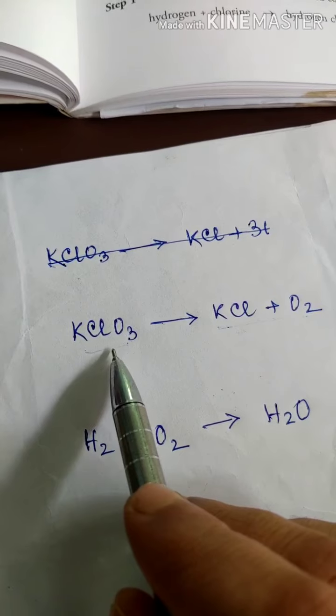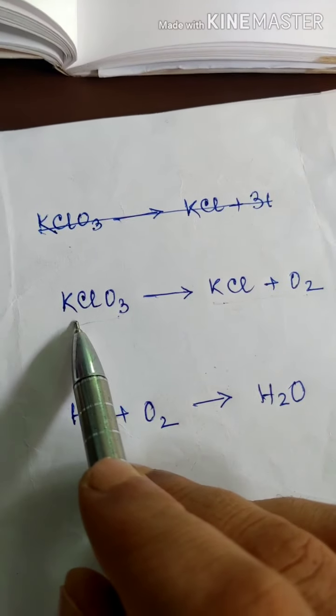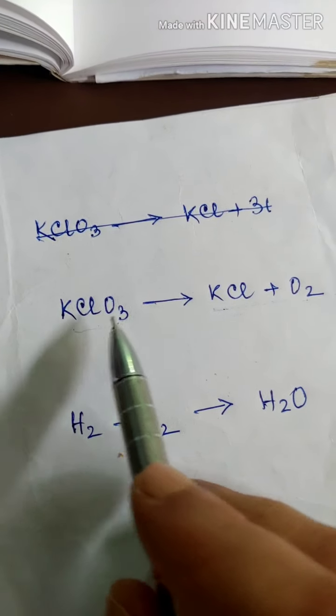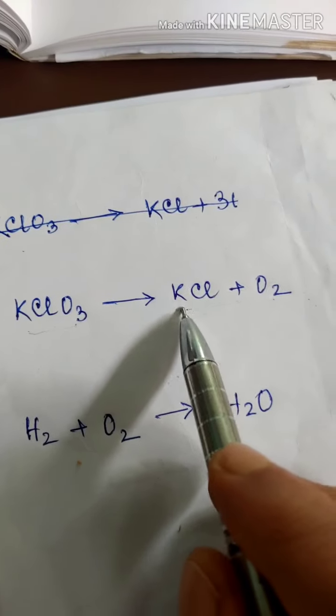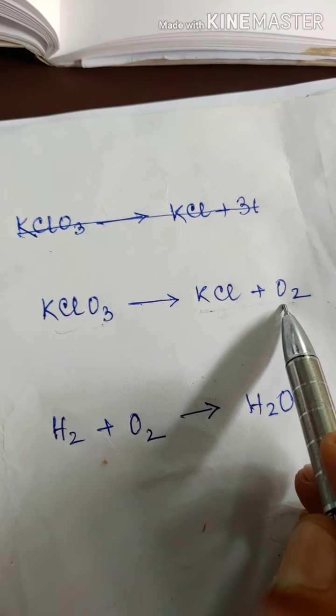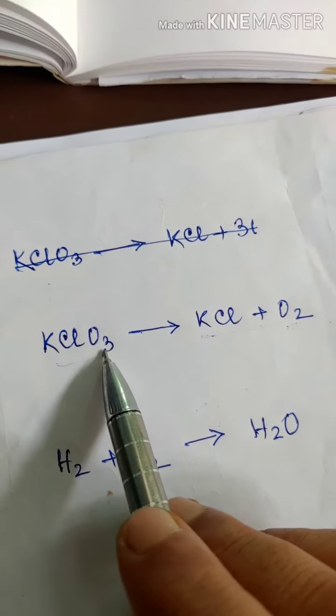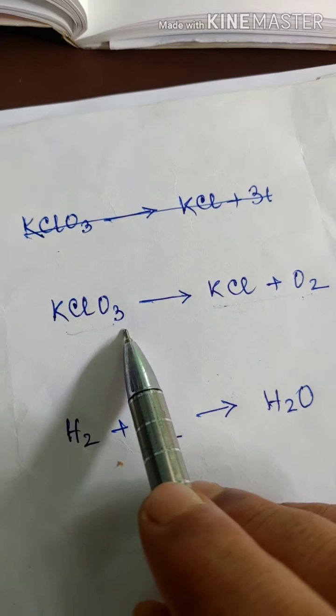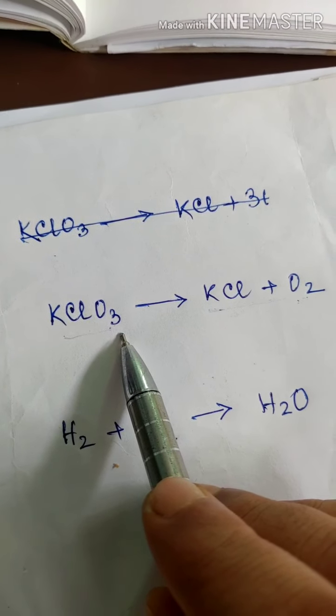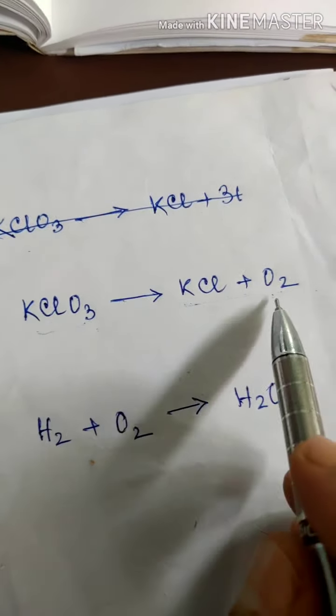Now in this chemical equation you see that potassium chlorate is being decomposed into potassium chloride and oxygen, but in this unbalanced chemical reaction here you see 3 atoms of oxygen on the left side, whereas on the right hand side, the product side, there are 2 atoms of oxygen. So we have to balance it by putting a number in front of it, that is called the coefficient.